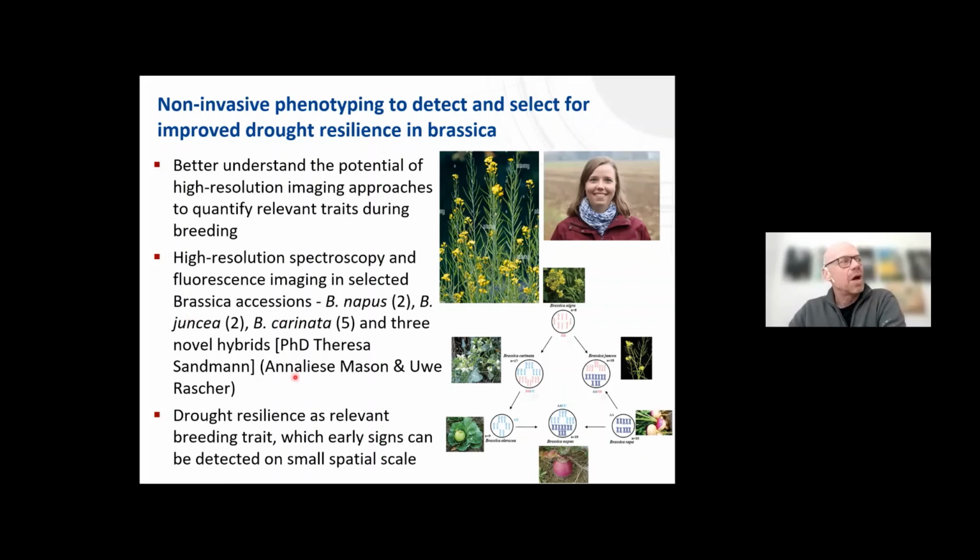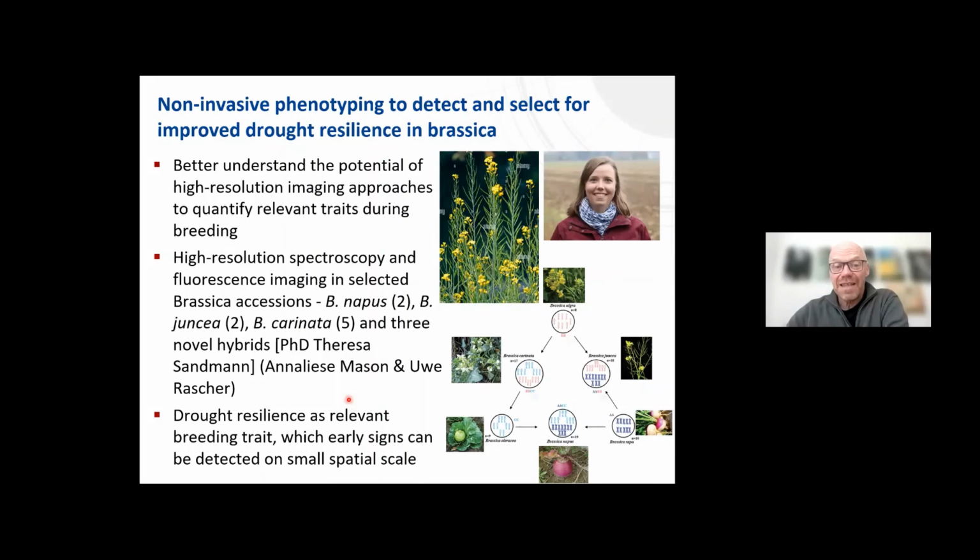And we will look at one trait, namely drought resilience, because we are convinced that early detection of drought benefits from a close look at the detailed quantification of the brassica. So this is a new project now ramping up in the vegetation period 2022.